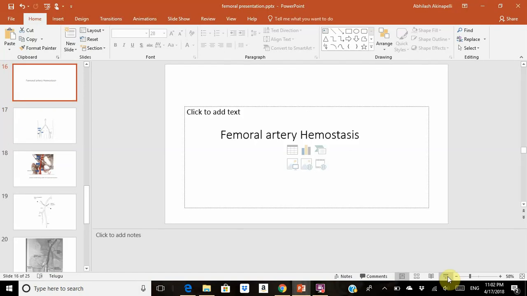This is Dr. Akinepalli, Interventional Fellow at Creighton University Medical Center. I'm going to briefly review femoral artery hemostasis in the cardiac catheterization laboratory.